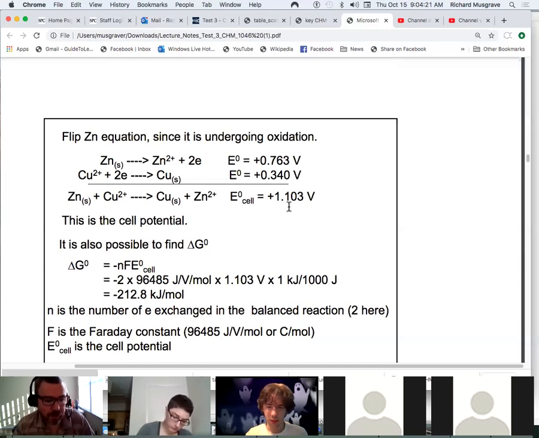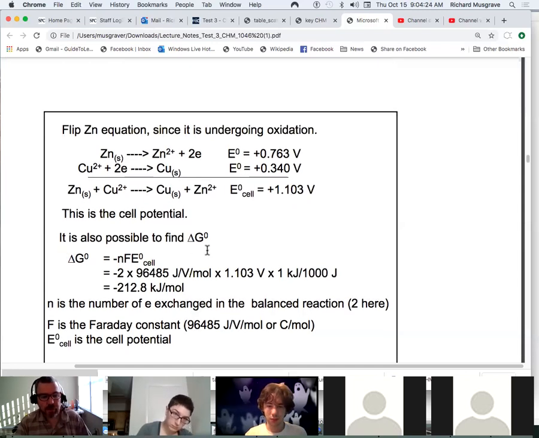Okay, we can also find delta G if we know what the cell potential is. What we're using here is this equation, negative nFE0 cell. Now, n here is the number of electrons transferred in the balanced equation. In this instance, zinc is giving up 2 electrons and copper 2+ is gaining 2 electrons. The electrons transferred is simply 2, from the zinc side over to the copper side. So whatever you're seeing here in the equation, that's going to be your n value.